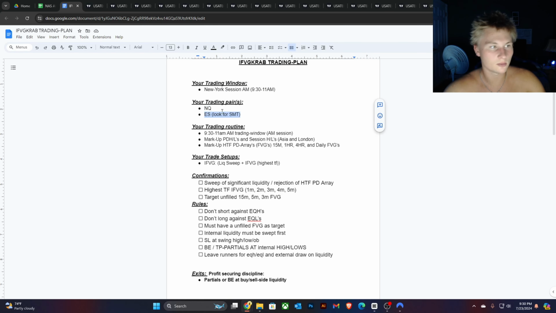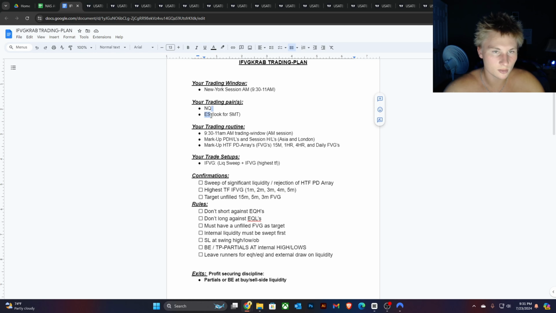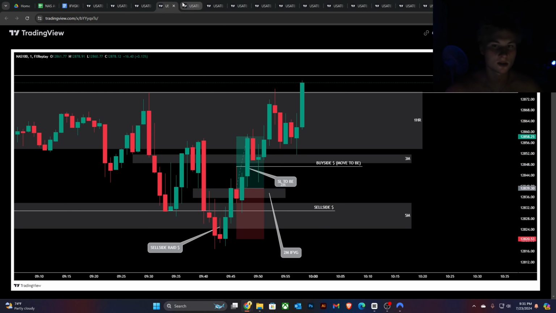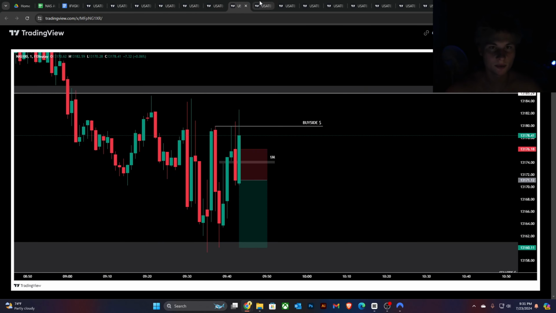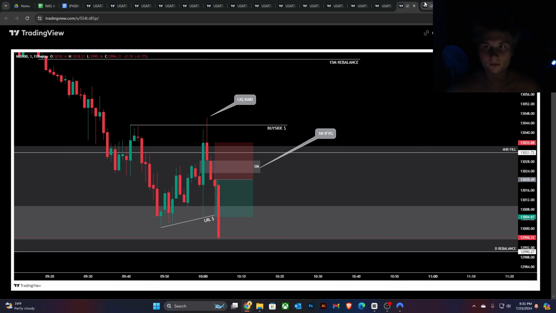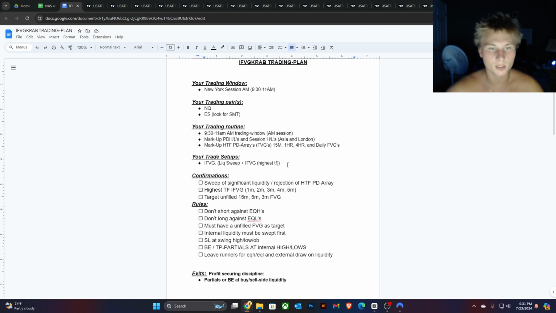And I like to look at the S&P or the ES for any SMT divergences, which is basically when one makes a higher low and one makes a lower low. You can look at those two because they're highly correlated. But I didn't really do that in the backtesting because it's just tough in backtesting to switch between two pairs every time. But yeah, overall, pretty solid month here.